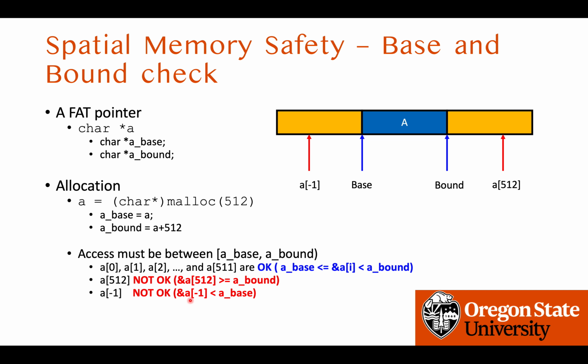Likewise, we can also disallow the access of A[-1] because the address value will be below the base address of A. And by having the fat pointer make this kind of base and bound check, we can apply this check on every memory access for defeating the buffer overflow or underflow.